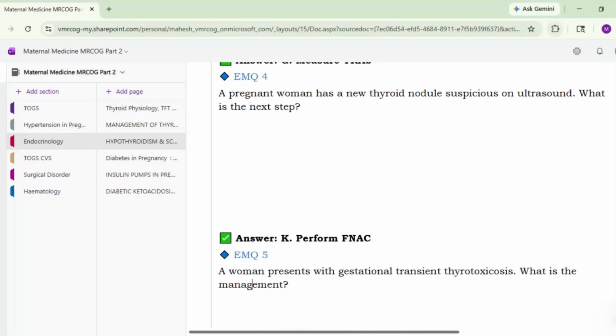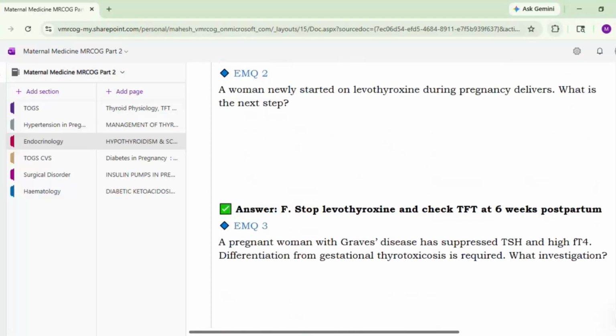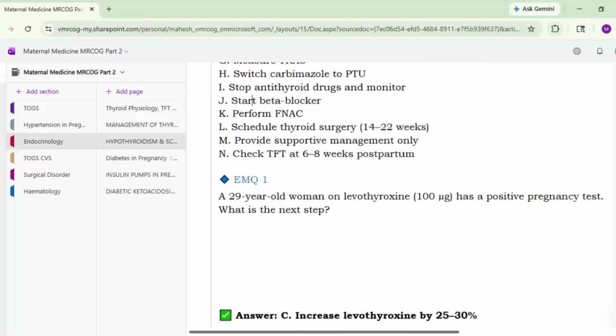A woman presents with gestational transient thyrotoxicosis. What is the management? It is symptomatic and supportive management. So what is the option here? It will be option M, I guess. Provide supportive management only.